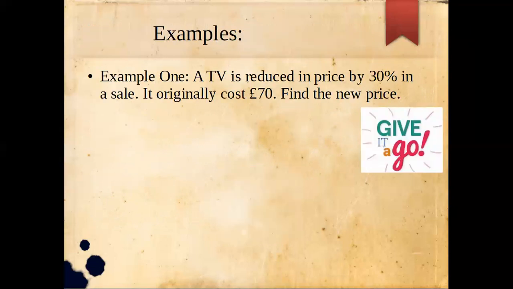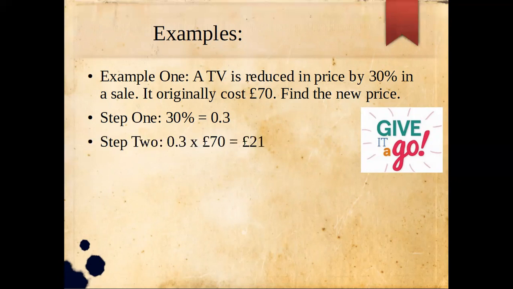A TV is reduced in price by 30%, so it's negative 30% because it's reduced in a sale. It originally cost £70. Find the new price. So give it a go if you know what to do. If not, I'll go through it with you. Okay, so step 1, 30% equals 0.3. Then we multiply 0.3 times 70 equals 21. So the change in money is £21.